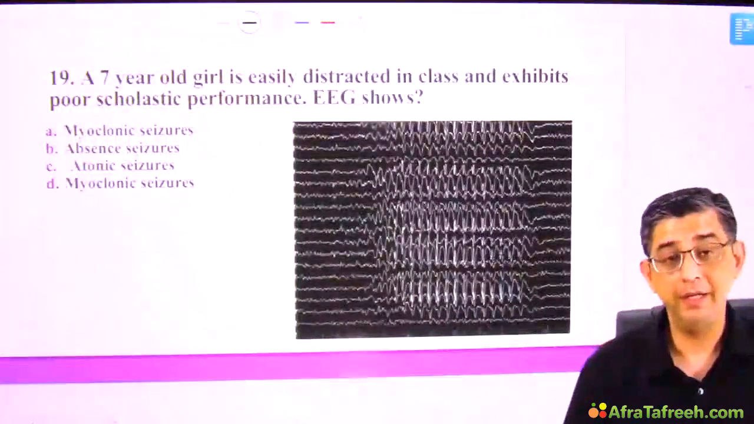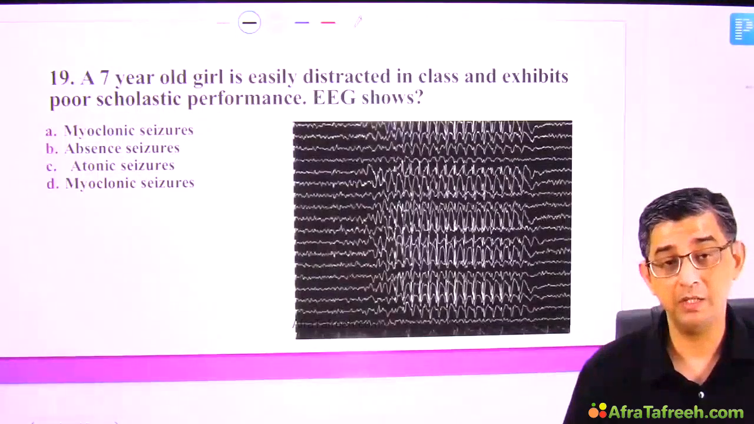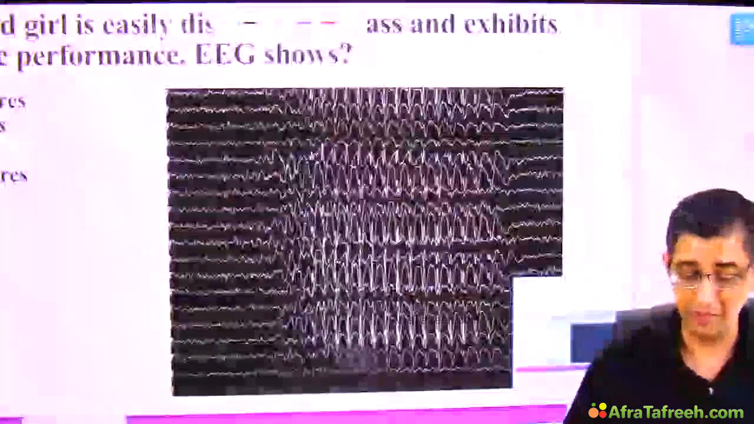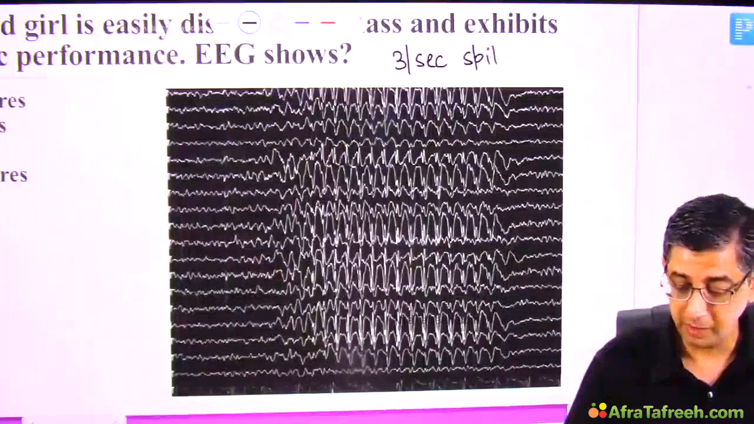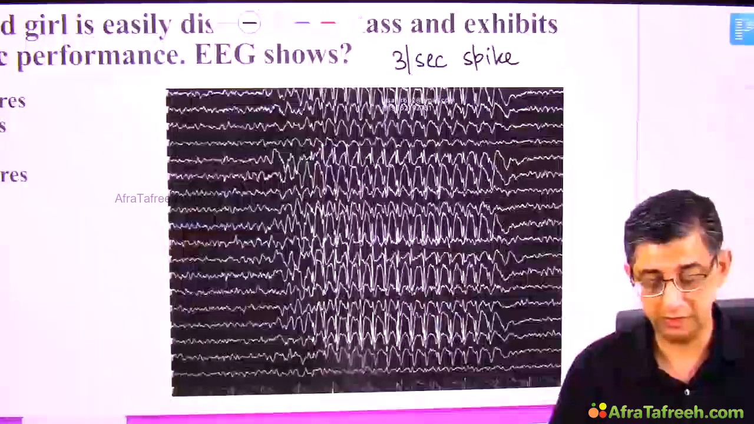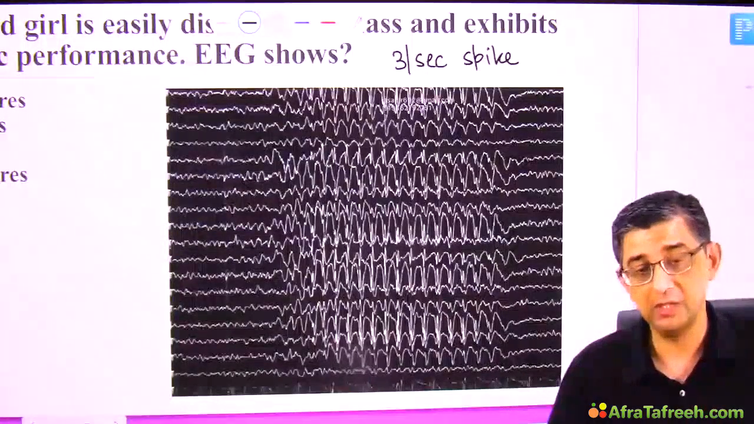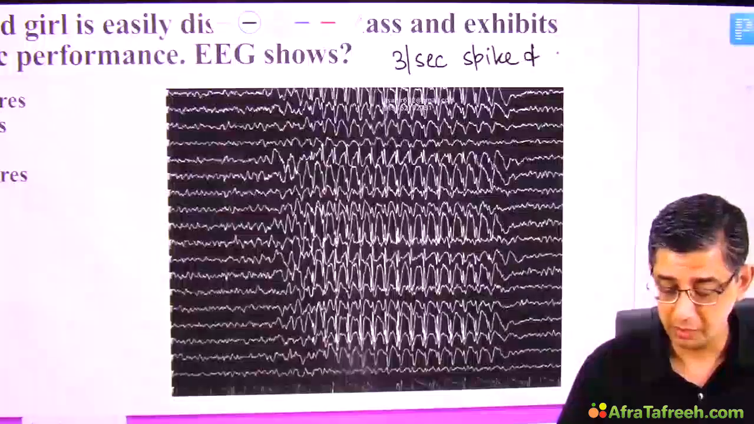In question number 19, he says a 7-year-old girl is easily distracted in the class and exhibits poor scholastic performance, and the EEG is showing this very characteristic finding, which is called 3 per second spike and slow wave pattern. Even if you can't measure that it is every 1 second, because obviously they have not given any vertical markers for you to find out whether the recording is over 1 second, 2 seconds or 5 seconds, the message is that it is spike and slow wave, right?